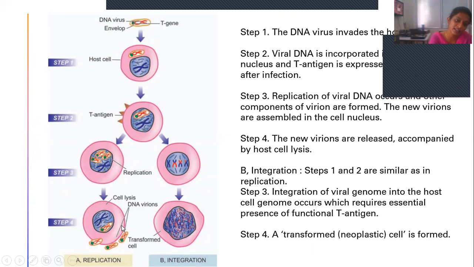And again they undergo the following steps: replication, integration, and in integration, if it undergoes another step of transformation, this transformation takes place in the presence of T antigen. In the presence of T antigen, the viral DNA and host DNA undergo mutations and produce a neoplastic cell. So this is the mode of transmission of DNA viral oncogenesis.